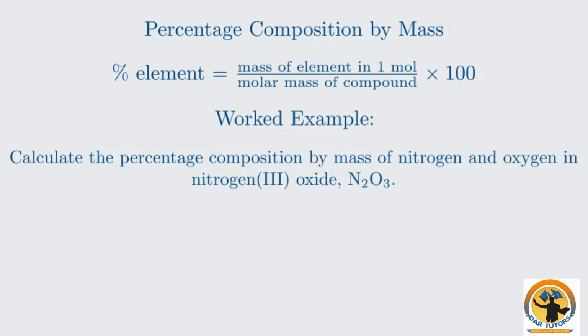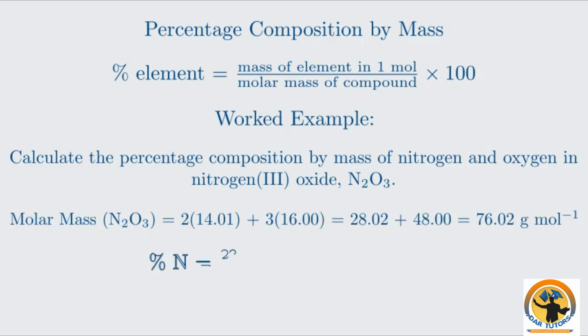First, we find the molar mass of N2O3. It has 2 nitrogens, each 14.01 g/mol, and 3 oxygens, each 16.00 g/mol. The total molar mass is 28.02 plus 48, which equals 76.02 g/mol.